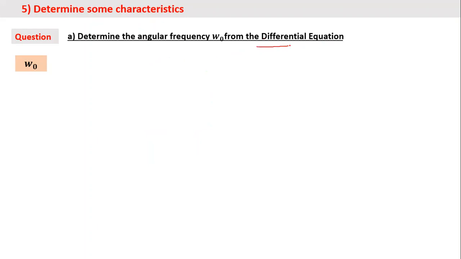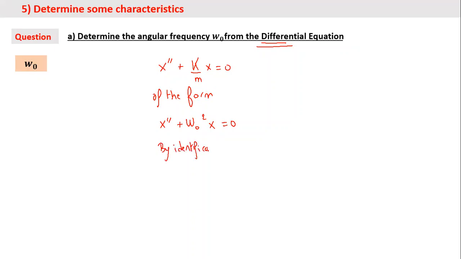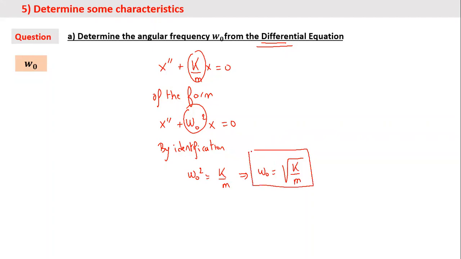So if it's from the differential equation, then simply we have x double prime plus k over m x equal to 0. This is of the form x double prime plus omega 0 squared x equals 0. And by identification, we'll get that this is k over m, this is omega 0 squared, so omega 0 squared is equal to k over m, which means that omega 0 equals radical k over m. We use this one when the question is to find the angular frequency, but before giving us the solution.